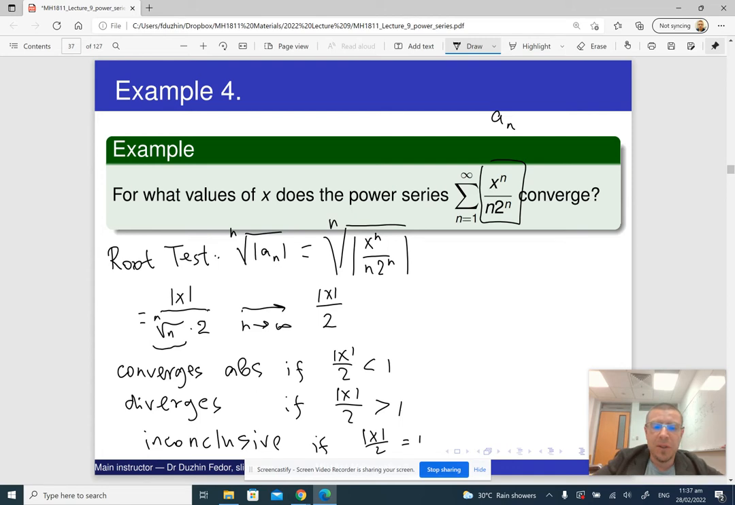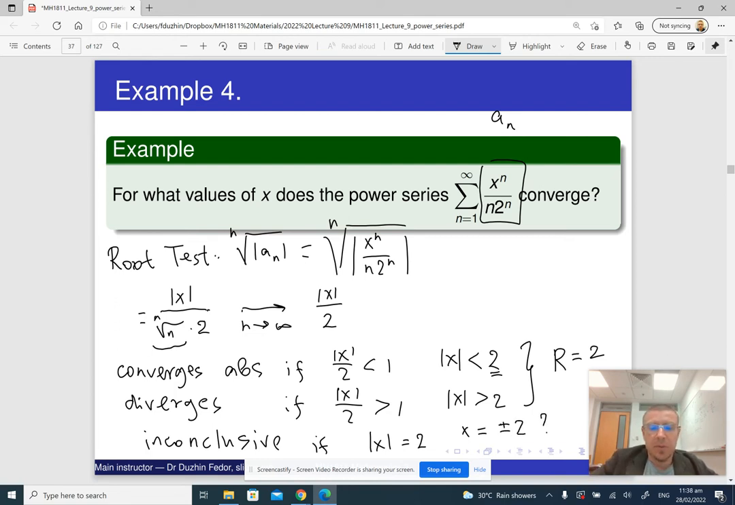All right, so the first of these possibilities, absolute value of x over 2 less than 1, just means that absolute value of x is less than 2. The second means that absolute value of x is more than 2, right? And from these two possibilities, we see that the radius of convergence is 2. It is this number. Okay, and the test is inconclusive if the absolute value of x divided by 2 is 1, which is the same thing as absolute value of x itself being 2, which means that x is plus or minus 2.